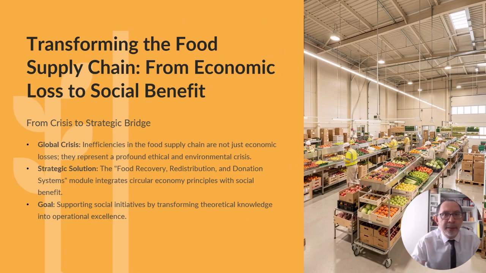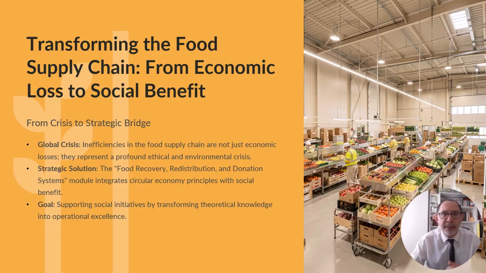We are gathered here today not just for technical training, but to generate solutions for one of the greatest contradictions of our modern world. On the one hand, millions fight against the hunger threshold. On the other, massive amounts of food are wasted before even reaching the table. Inefficiencies in the food supply chain are no longer just cost items on a balance sheet. They represent an ethical crisis that warrants the conscience of humanity and a massive environmental catastrophe depleting our planet's resources.